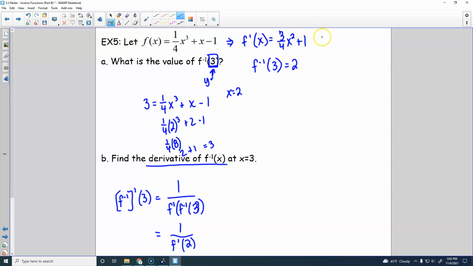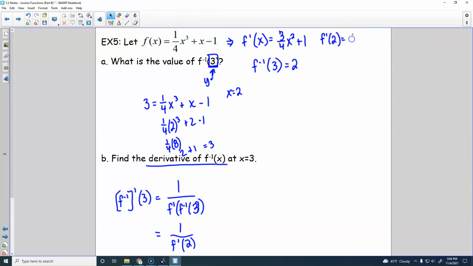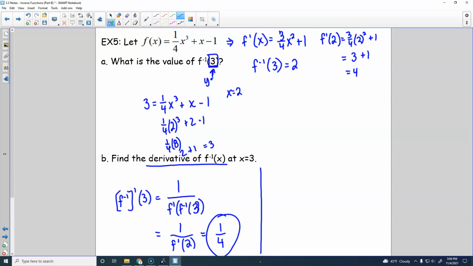And so if we wanted f prime of 2, we'd have 3/4 times 2 squared plus 1. I said 3, but it's supposed to be 2. So that ends up being 3 plus 1, which is 4. So we get 1/4 as our answer here. Okay, that's one possibility of how you can do it.